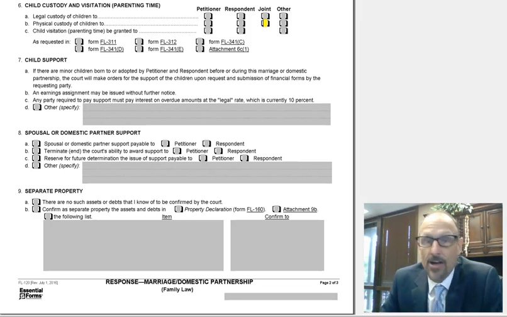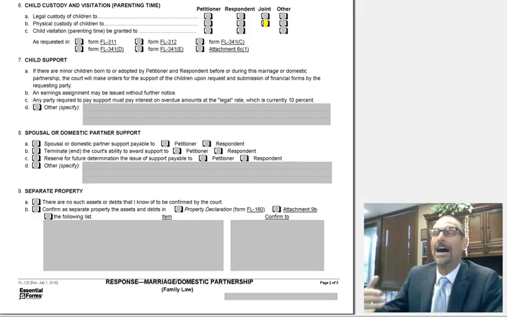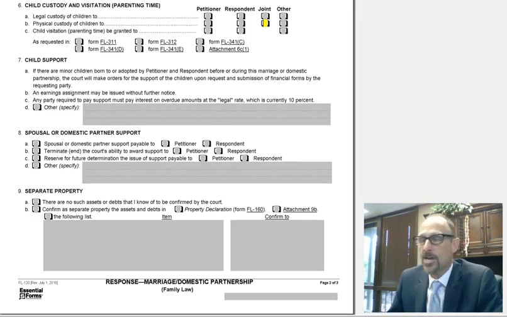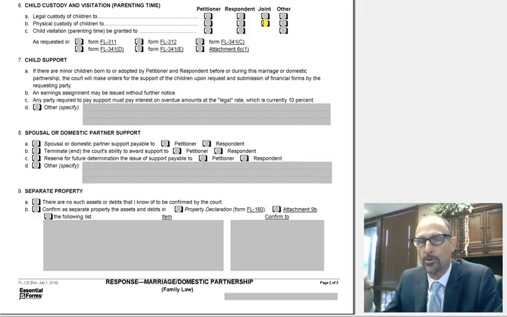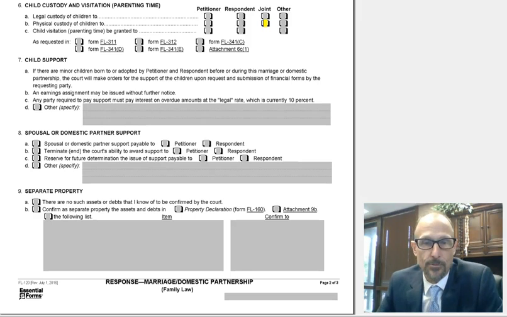And let's see, other. If you have some other requests with regard to spousal or domestic partner support, you can mark other and then write it in there. Again, I would suggest that you talk to an attorney and get some legal advice on anything that you plan to put in the D other box before you do it and file it with the court.